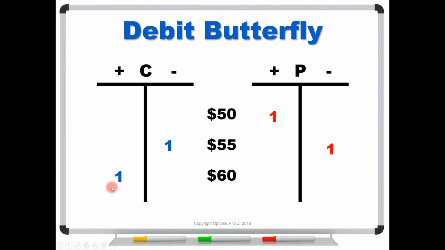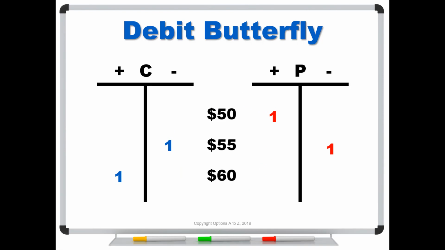What are we left with? Well, take a look. Over here is a short 55 call and a long 60 call. That is a credit spread. What's this over here in red? We are short the 55 put and long a 50 put. That is also a credit spread. This right here that you're looking at on this screen is a short iron butterfly.